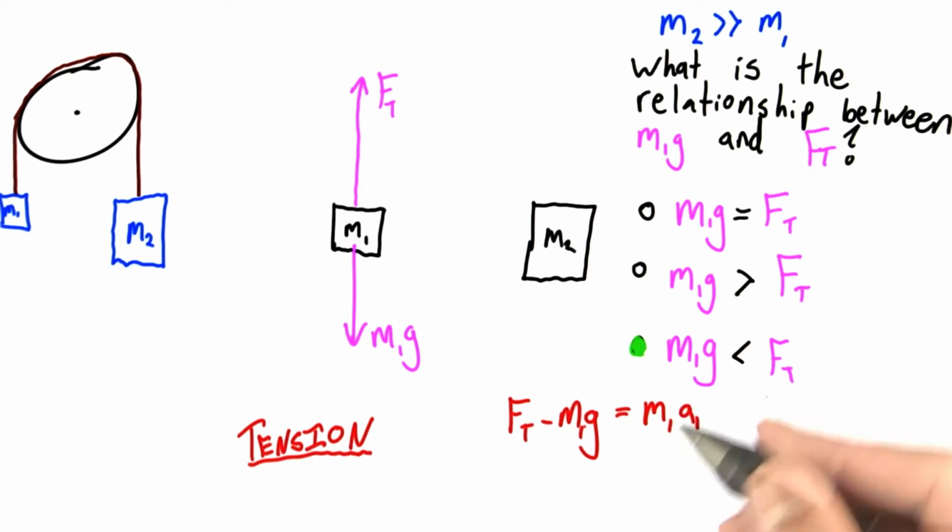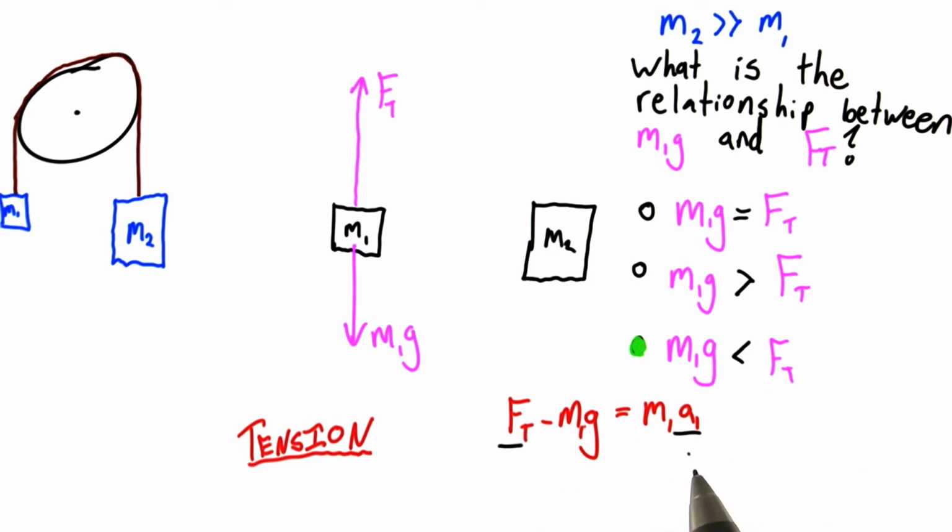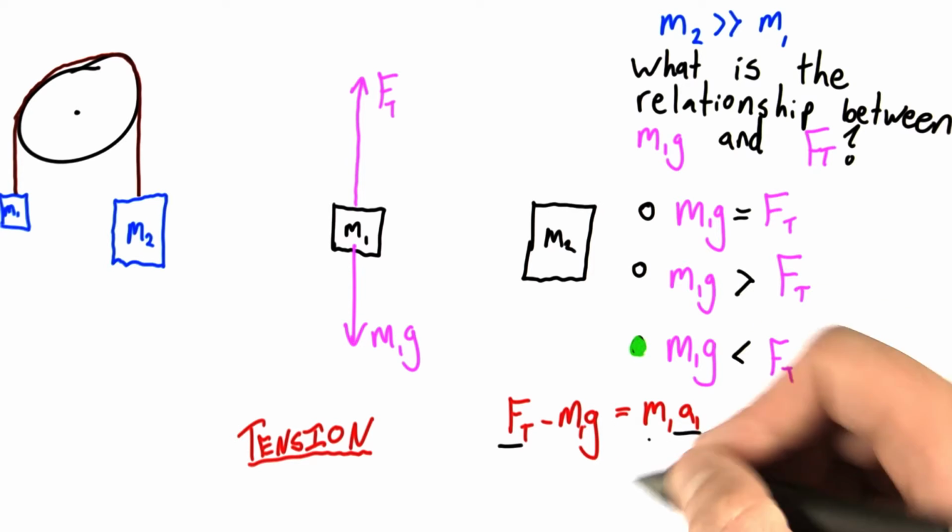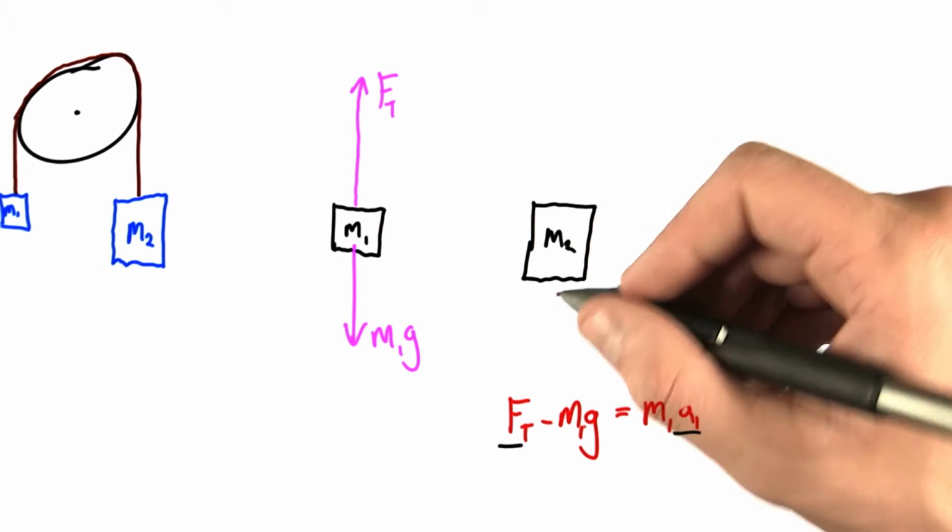Not yet anyways. This equation has two unknowns, a1 and the tension. One equation will never be able to solve for two unknowns. Maybe we can get more information by analyzing the second block. Well, let's do the diagram.